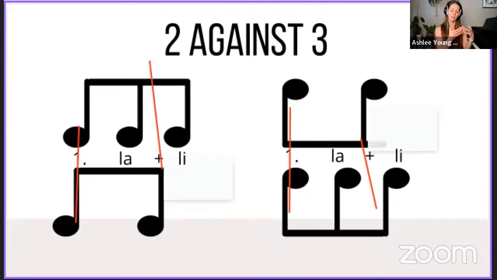And then eventually the amount of times that you can do it will start to outweigh the amount of times that you can't do it, right? And that's when we really start to feel these rhythms internally and be able to produce them externally. So with something like 2 against 3 or with syncopation, trust the process.